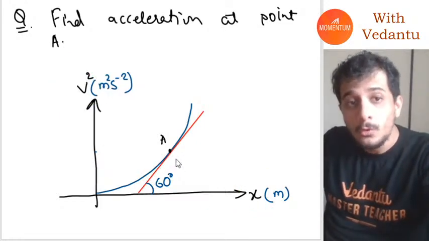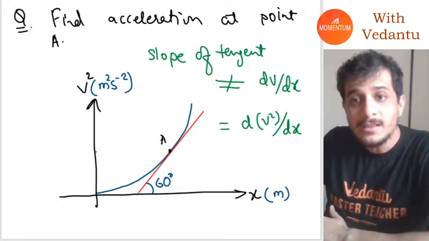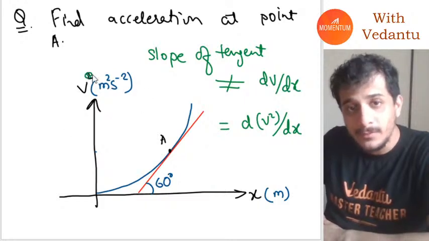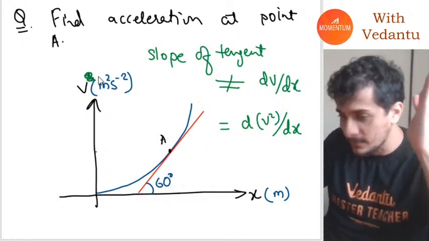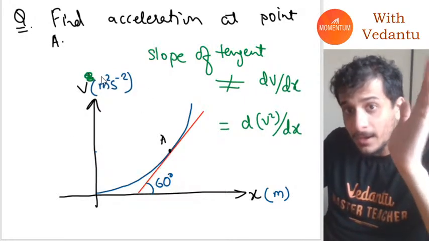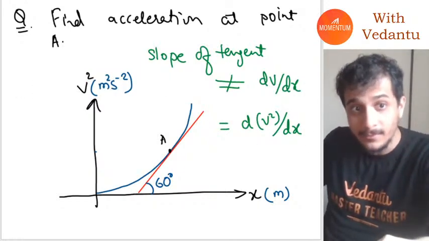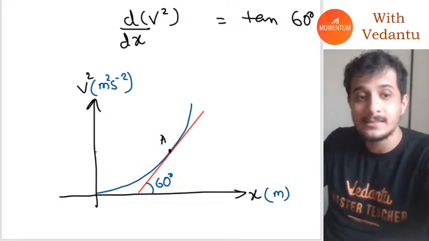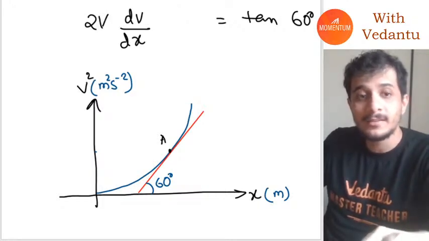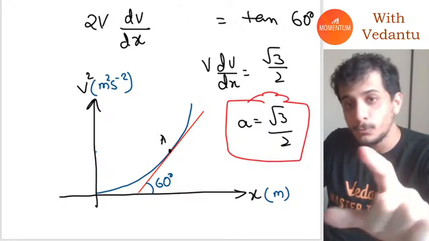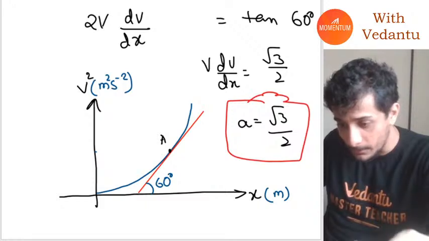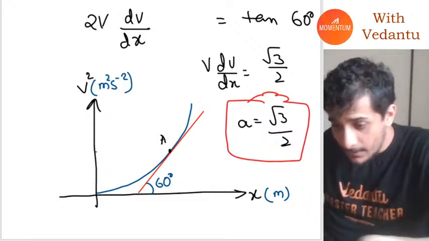So the slope of tangent here, see, if it was a v versus x graph, the slope of the tangent would be dv by dx. But it's v square, so it will be dv square by dx. So I will write dv square by dx is tan 60, or 2v dv by dx is tan 60, which gives me v dv by dx is root 3 by 2, or a is equal to root 3 by 2.